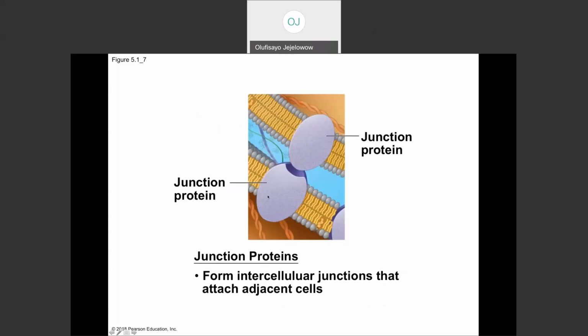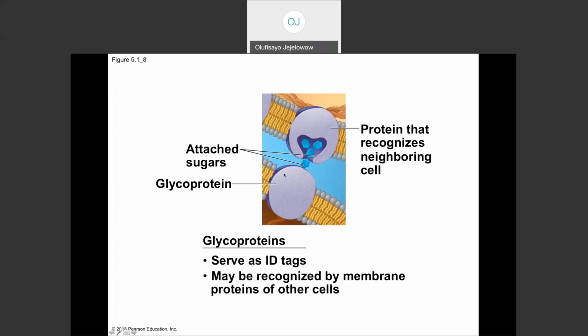Junction proteins help to form intercellular junctions. If you remember earlier on, we described tight junctions, gap junctions, and so on and so forth. Glycoproteins serve as ID tags, so they may be recognized by membrane proteins of other cells.